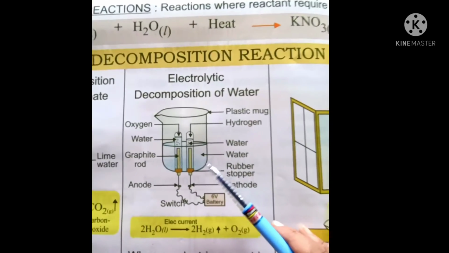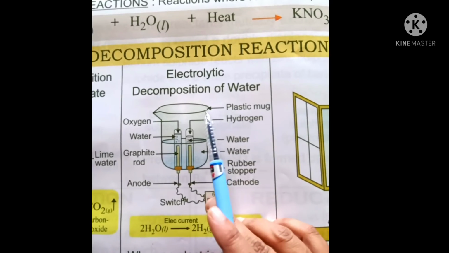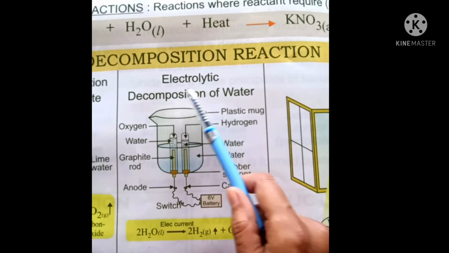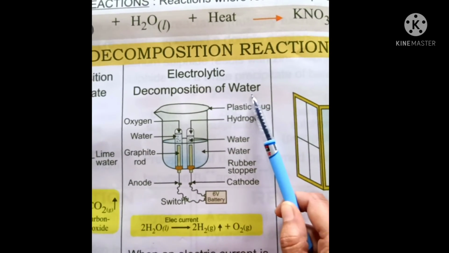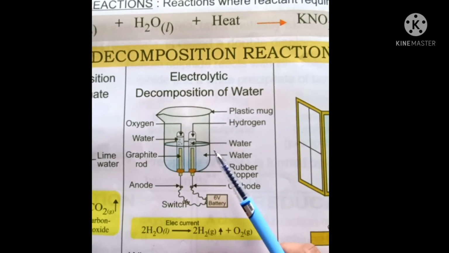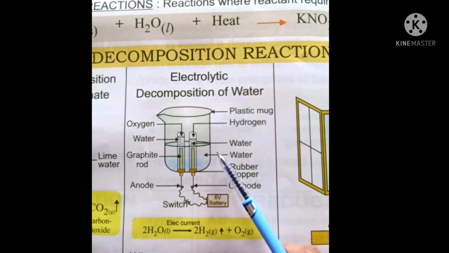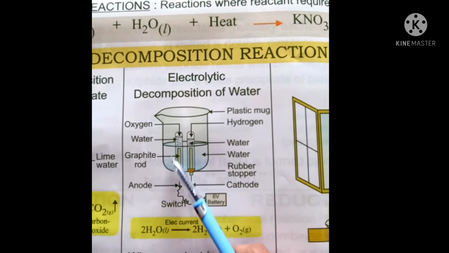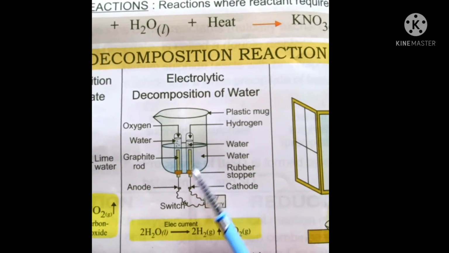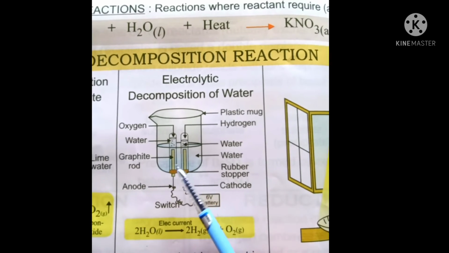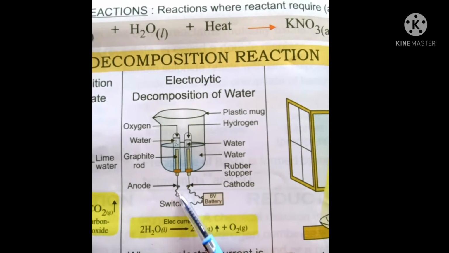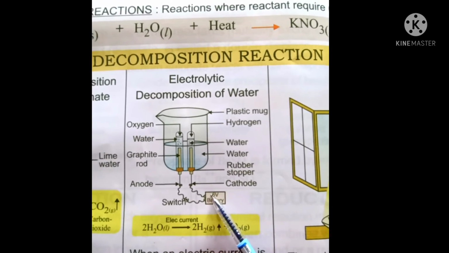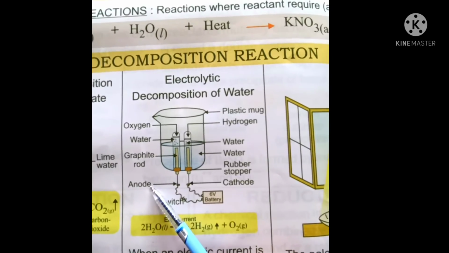Now students, let's see one more example of decomposition reaction, that is the electrolysis of water, or electrolytic decomposition of water. First of all, let's see how the electrolysis of water takes place. For that, such type of an instrument setup is required. Here in this jar we will take the water and there are two electrodes in this manner. One is known as the anode, the other is known as the cathode, which is connected to the negative terminal. This one is the anode.